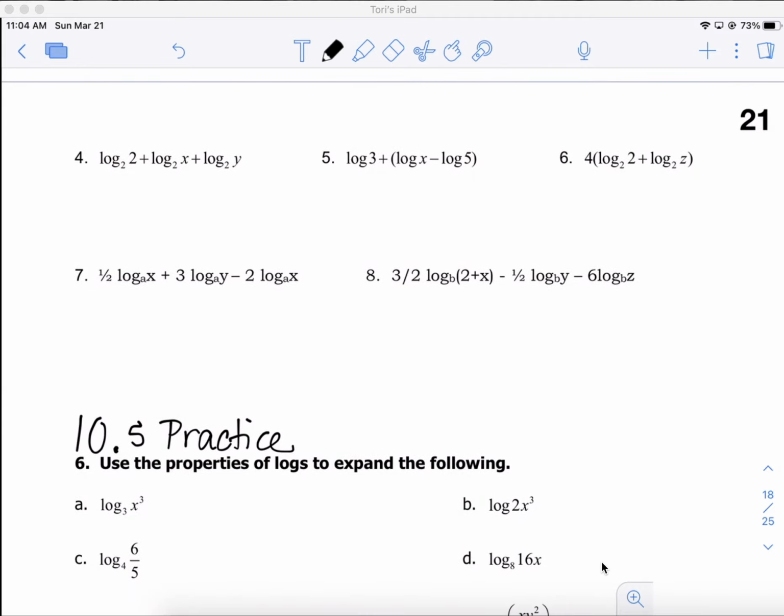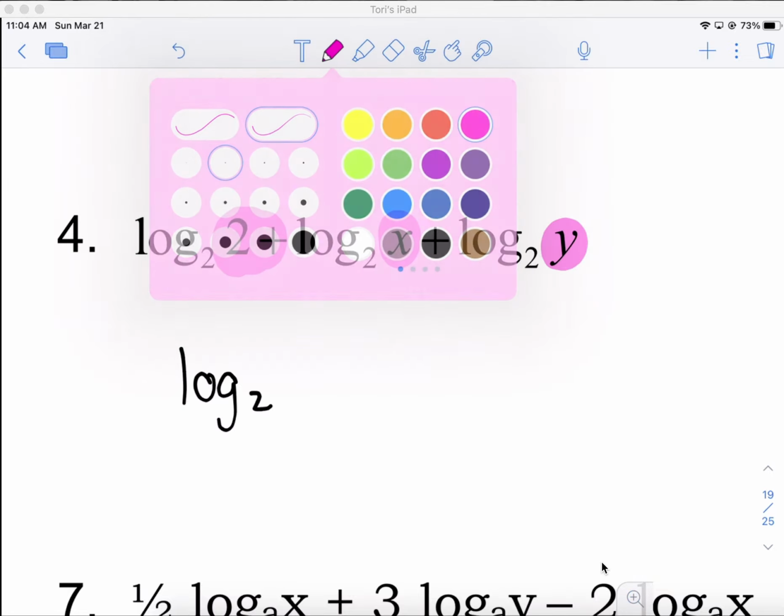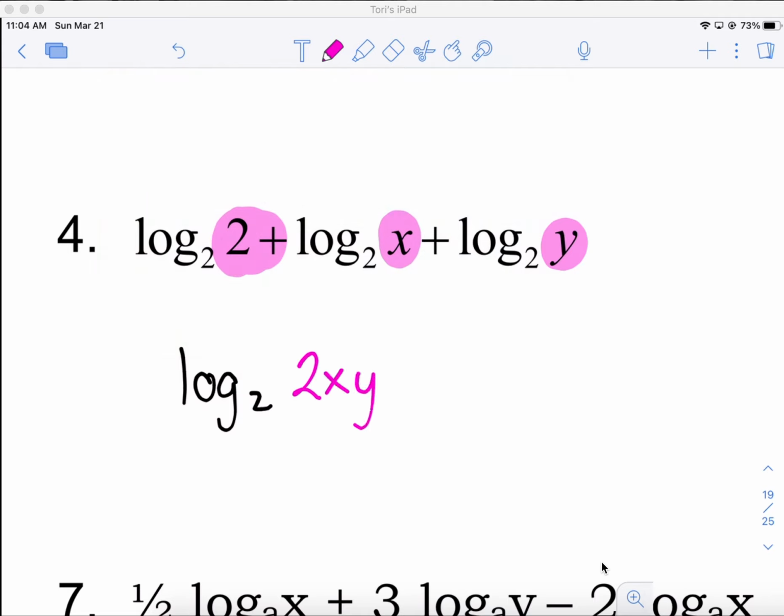Perfect. We have 5 left. All right, all of these pieces on this problem for number 4 are adding. So all the adding pieces are going to go back together in one long multiplication. So log base 2, keep the log the same, and we're going to say 2xy. All the multiplication goes right back together.